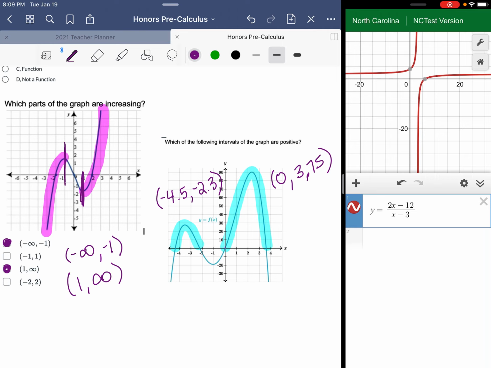All right, so the intervals are always the x values. I cannot stress that enough. Unless it clearly states y interval, when I ask you for the interval, especially increasing, decreasing, or positive, those are x values, okay?